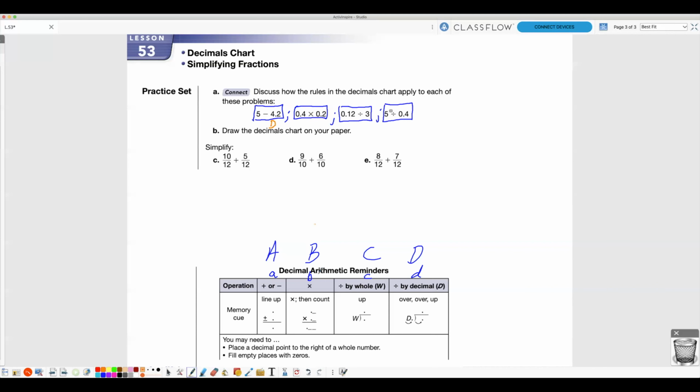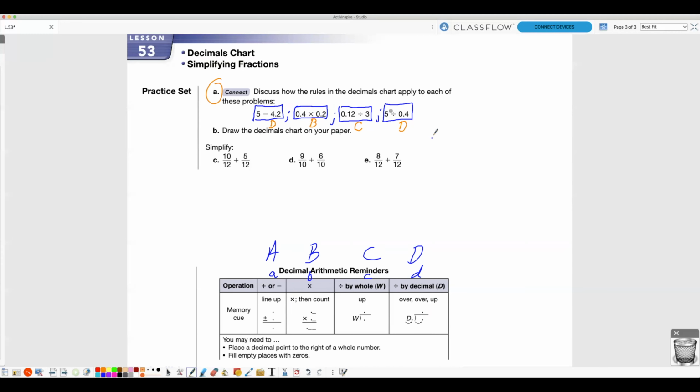This would be referencing multiplying decimals. So you'd have to count, multiply, then count. So that would be letter B. This is 12 hundredths divided by 3, so that's dividing by a whole number, so this would be letter C. And 5 divided by 4/10 is the same as this one right here, where you're dividing by a decimal, where you'd have to move the decimal place over, and up. So this would be D, B, C, D for the answer for letter A.